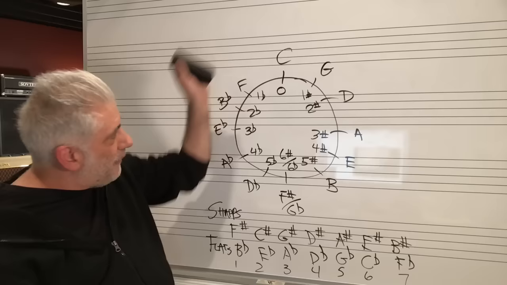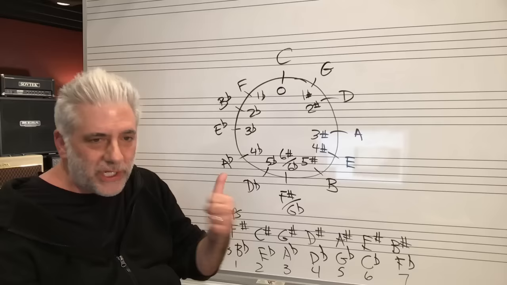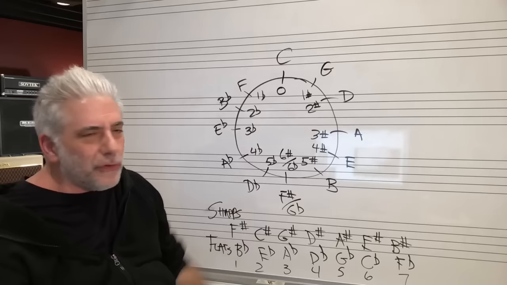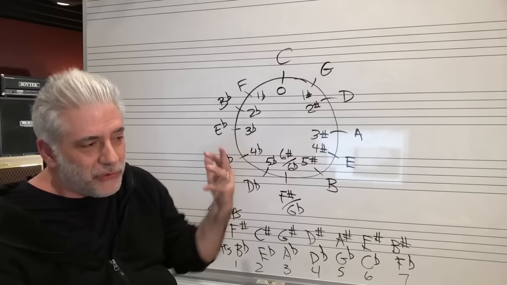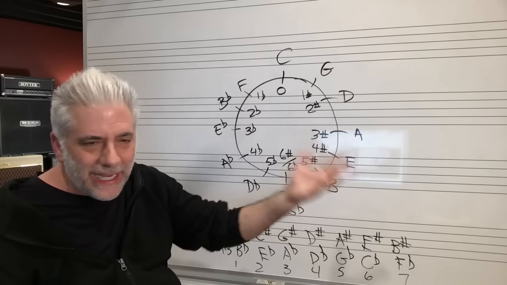So if I want to know what a G major scale is, it's all the regular notes with one sharp, F sharp. So you go G, A, B, C, D, E, F sharp, and there's your G major scale. Key of D has two sharps, F sharp and C sharp: D, E, F sharp, G, A, B, C sharp, D. You just plug them right in. F major has B flat in it: F, G, A, B flat, C, D, E. There's your F major.